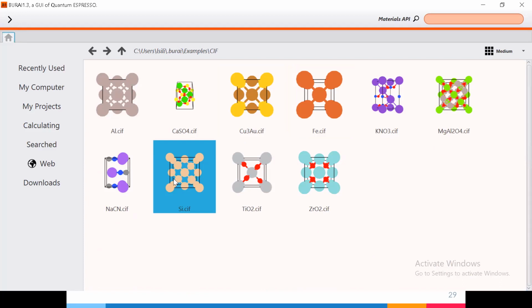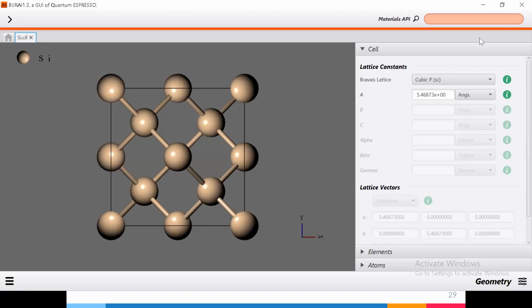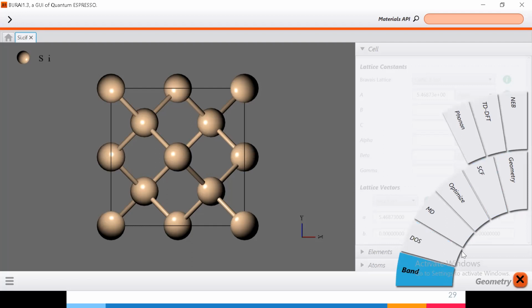Now this particular interface will come up. And here you will see you have a few controls that says geometry. It says geometry right now, but if you click that, you have geometry, SCF, optimize, MD, DOS, band. So you can do geometry. Don't select any of these, these are all advanced functions. If you just select geometry, you have these particular elements.